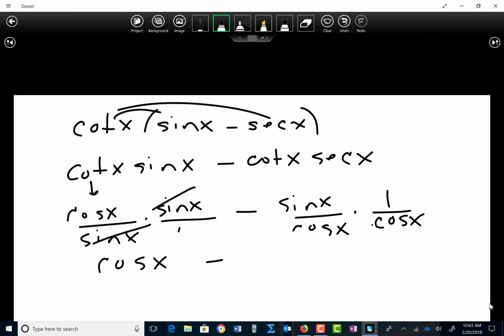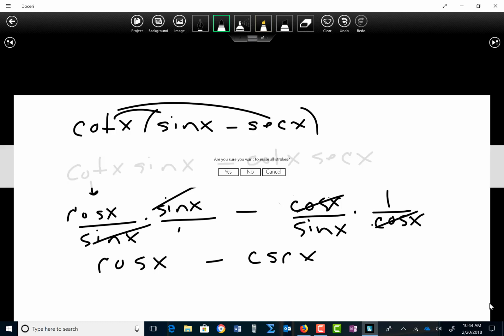The one on the bottom, let's see, I get cotangent, again, like we said, is cosine over sine. So those two cancel, and I get 1 over sine, and 1 over sine is cosecant. So you just need to make sure that you're making your substitutions. Okay, so let's look at the next one.